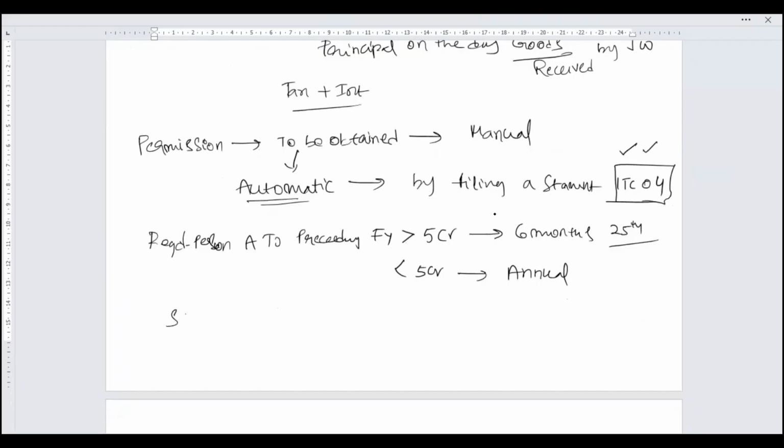And scrap. In case any scrap is generated, the job worker or principal has to pay GST on such scrap, because it's a manufacture, it's a process. For example, cutting, bending. I cut the steel, one sheet, and the edges, whatever extra small pieces are there, I sell as scrap. Either the job worker will sell or the principal has to sell. This is what Section 143, Section 19, Rule 45 talk about.